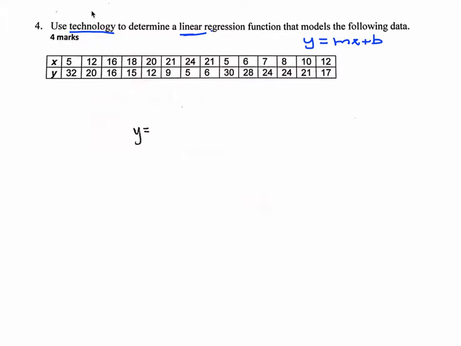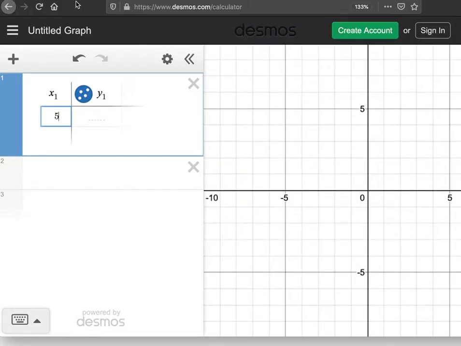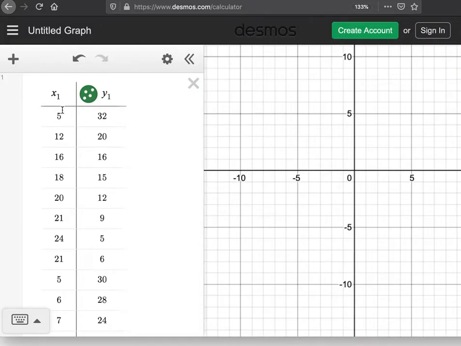And when I do that, it will end up looking like this one that I already have all the numbers entered in. So we have 5, 12, 16, 18, and so on as my x values. My y values are 32, 20, 16, and all the way down are my y values.